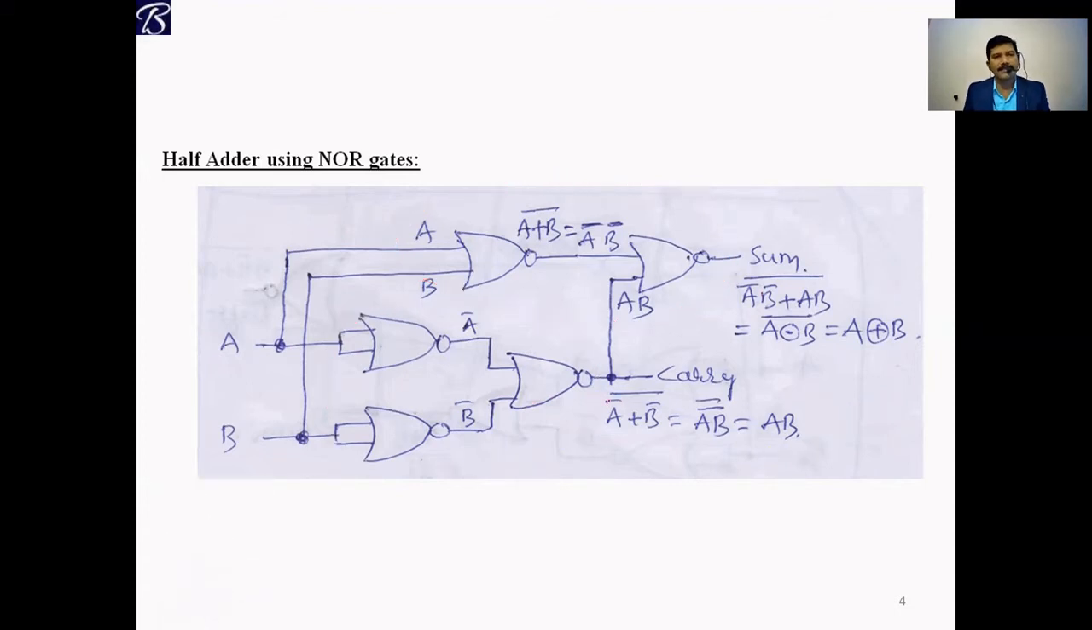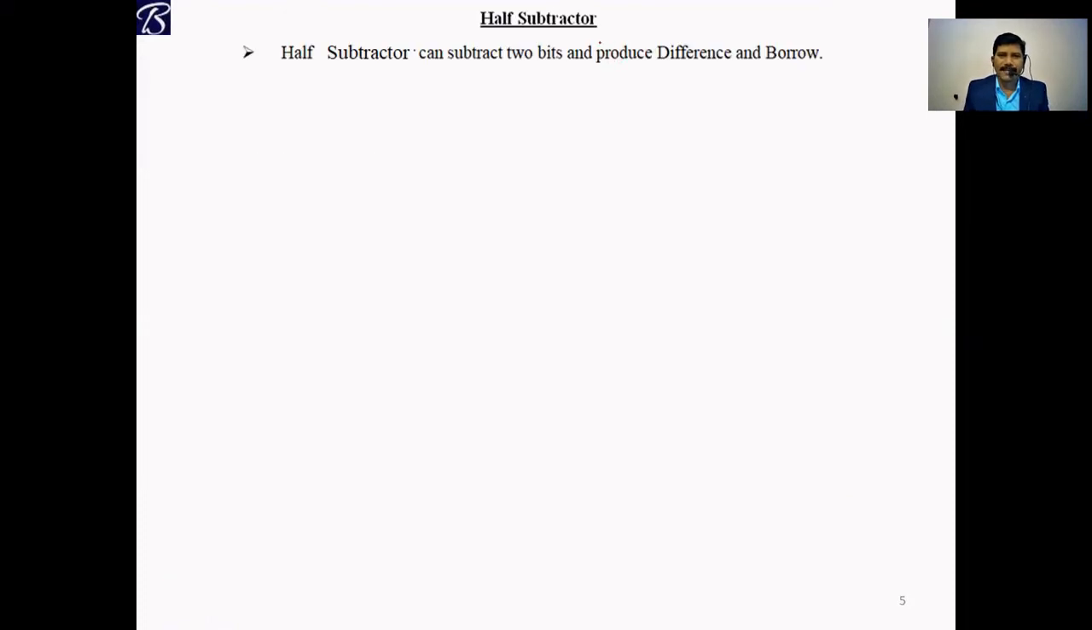So the conclusion here is, to implement a half adder, we require 5 NAND gates or 5 NOR gates also. Using only 5 NAND gates we can implement, or using only 5 NOR gates we can implement a half adder. Now let us see half subtractor.